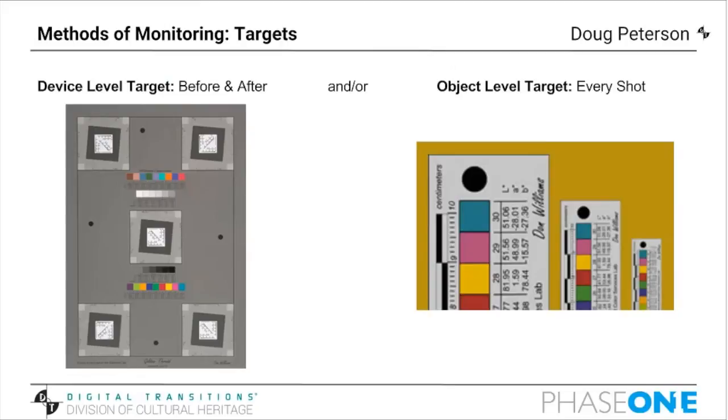One is using a device-level target before and after some session of shooting. That might be before and after every single shot, but more commonly before and after a series of shots, whether it's an entire book or several books or just every 100 pages of loose material, but some period of time we'd introduce a device-level target before and after. Or we can include an object-level target alongside the subject in every single shot.